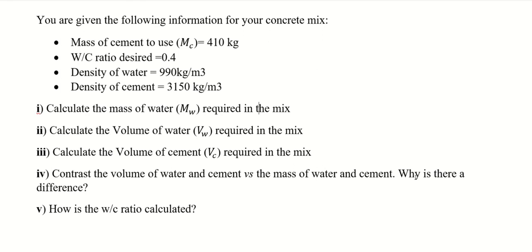Ladies and gentlemen, so you're given this question regarding a particular concrete mix. There's the mass of cement, which is 410 kg, and the water to cement ratio, which the client desires to be 0.4. You're given the density of water and also the density of cement. Now the question asks you, part 1, to calculate the mass of water required in the mix. How do we do that?